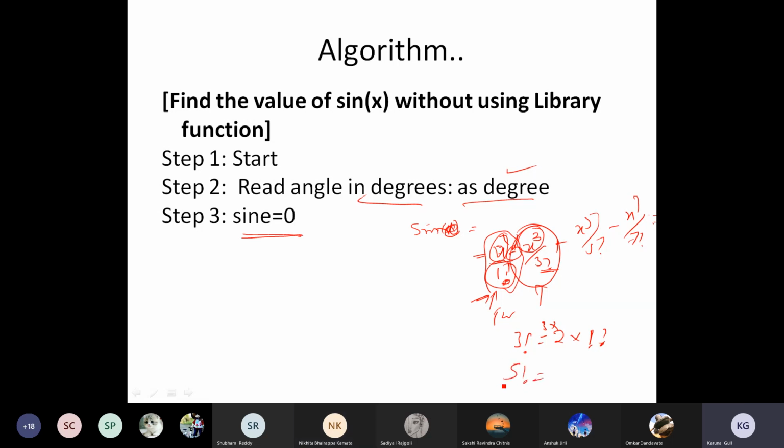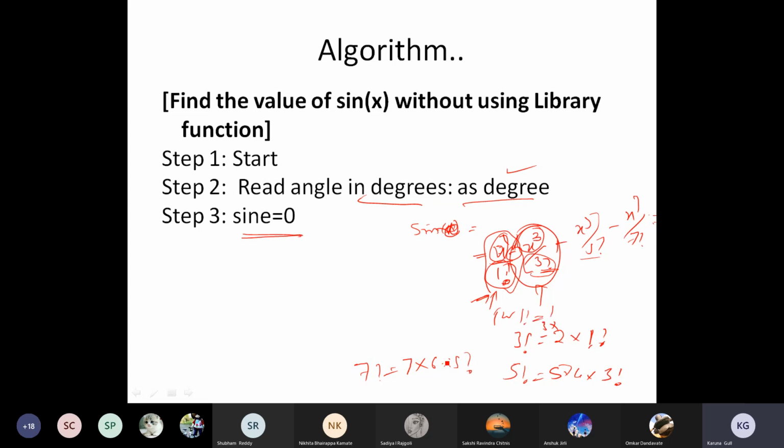Yes, ma'am. 5 factorial, I have already 3 factorial with me, right? So then how do I write that? 5 into 4 into 3 factorial I can write. If I am going ahead with 7 factorial, I can write that as 7 into 6 into 5 factorial there.